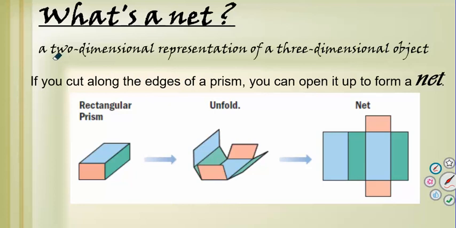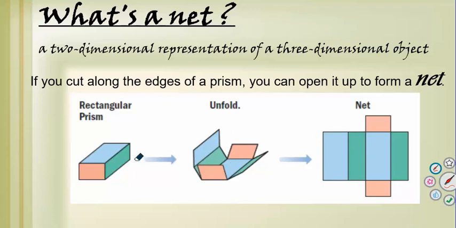A net is a two-dimensional representation of a three-dimensional shape. What does that mean? That just means that if I look here, I've got a cube. This is a rectangular prism. And if I were to cut along the edges here, I could unfold it and it would look like this. This is called the net.